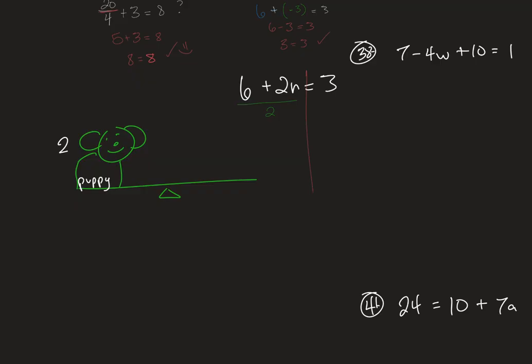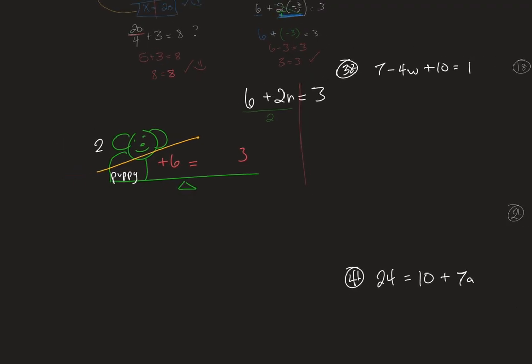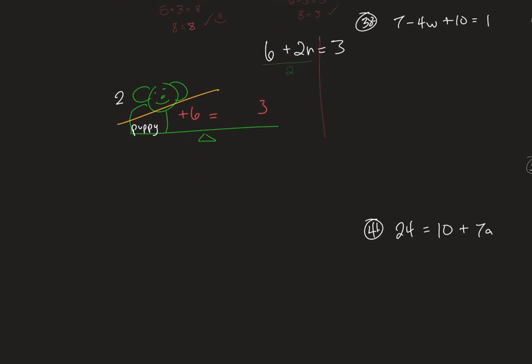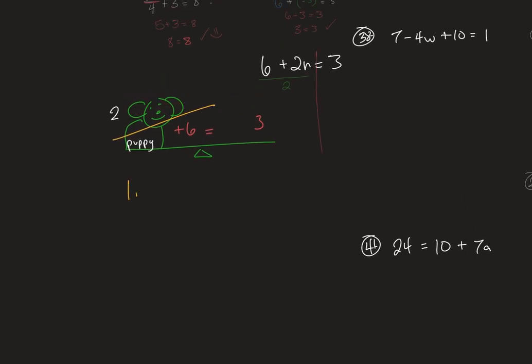If we have 2 puppies plus 6 pounds, and that equals 3 pounds over here, we don't just get to slice everything in half. I mean, if we did, here's what it would look like. 2 puppies divided in half would be 1 puppy. 6 pounds divided in half would be 3, and this side would be 3 cut in half, so 3 over 2. Guess what? That's this. If you were to cut that side in half, then you can do it.